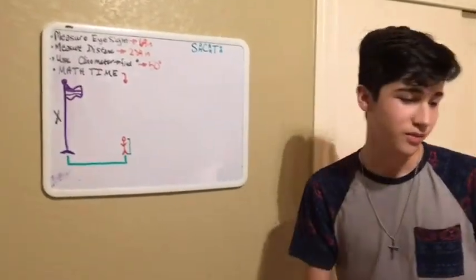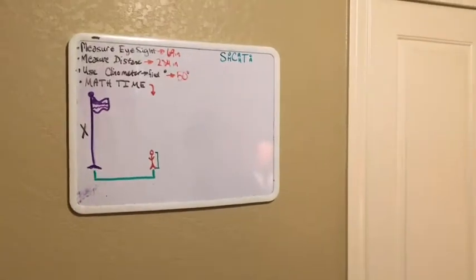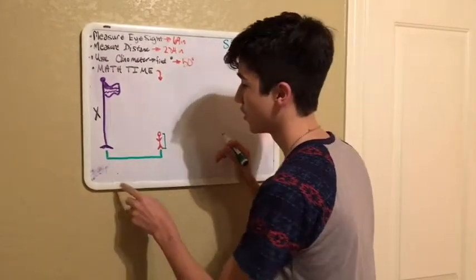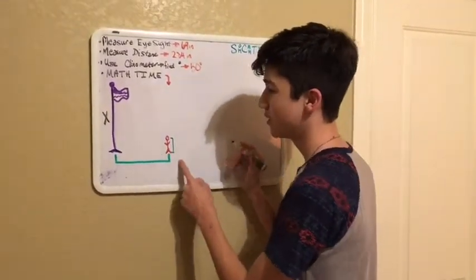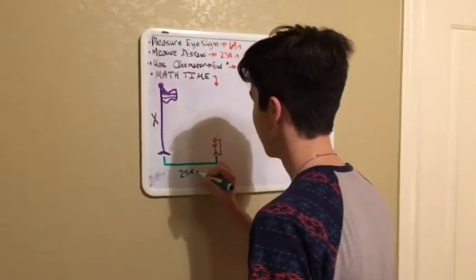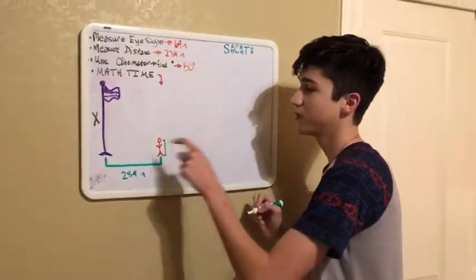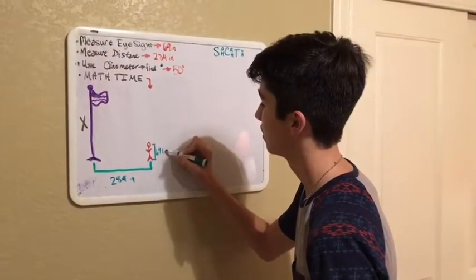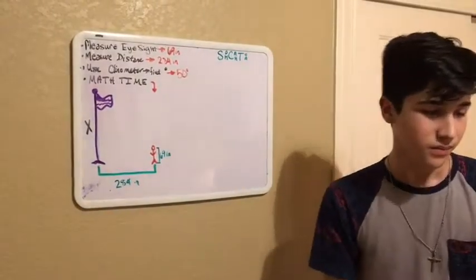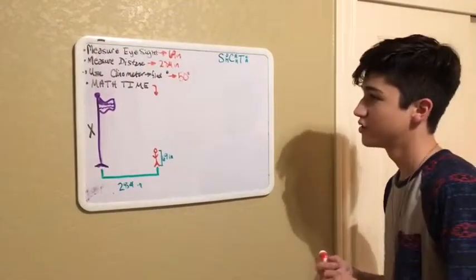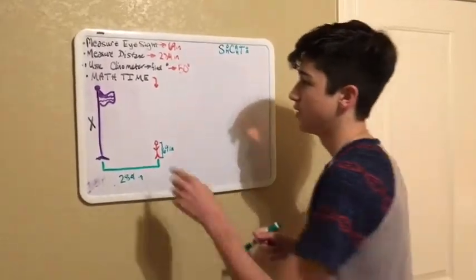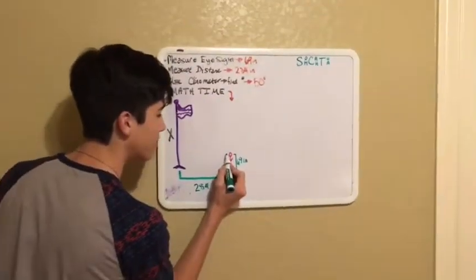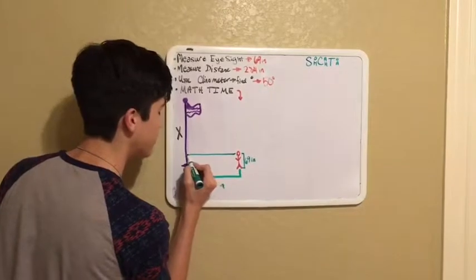So once we do that, here's our little drawing. We have the flagpole, we're standing 284 inches away from the flagpole, and my eyesight level is 69 inches tall. Now we can look at our diagram here, and we see that we can make a little right triangle.